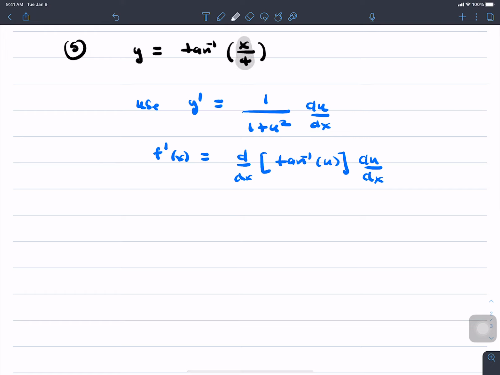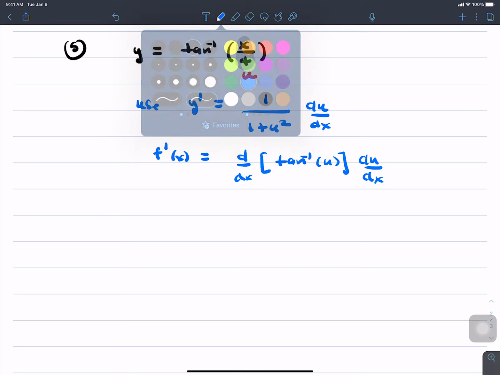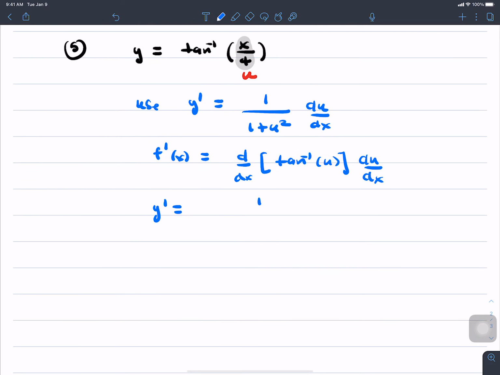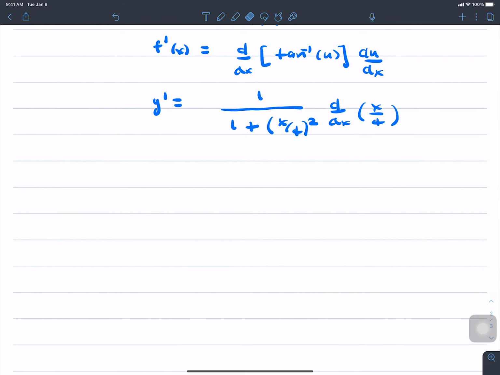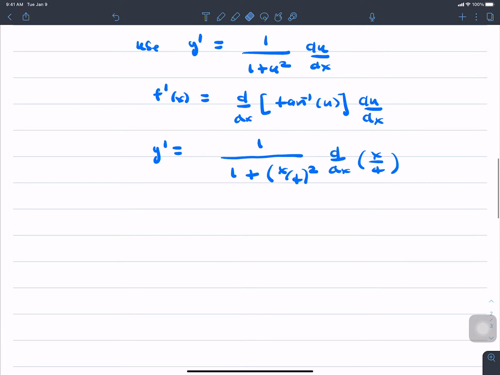Okay, now remember that inside function, since this is composition of functions, here's my u. And so this derivative becomes 1 over 1 plus x over 4 squared, the derivative of x over 4. This is chain rule. So don't forget the derivative of x over 4 here from the chain portion is 1/4. So, okay, we have that value.